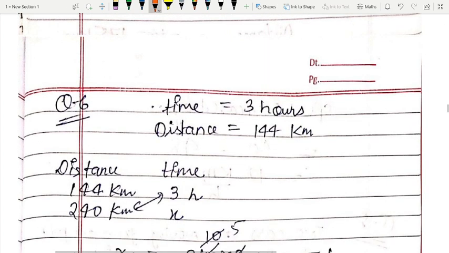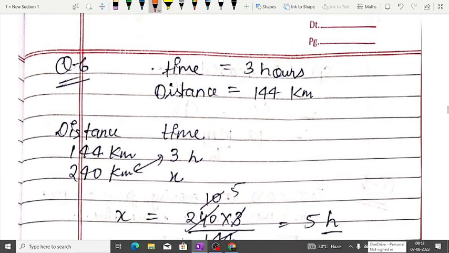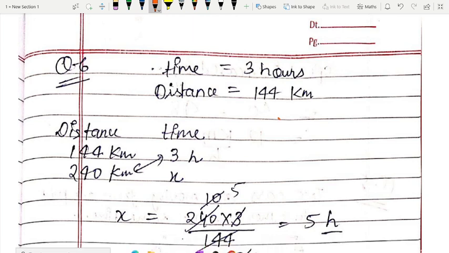Now just note down, question number 6 is given here. Read question number 6. A train takes 3 hours to reach station B from station A. Let's suppose there is a station A and a station B. To reach from A to B, it takes 3 hours. The distance between the stations is 144 kilometer.